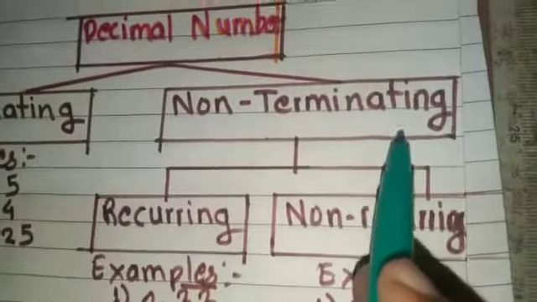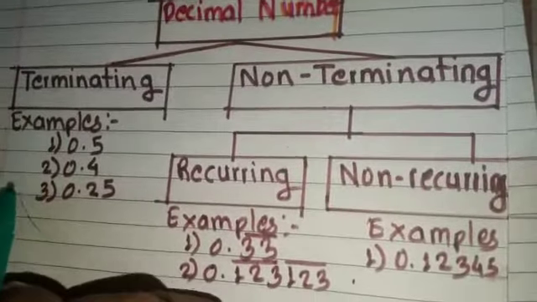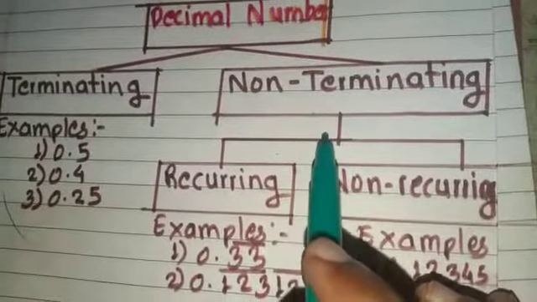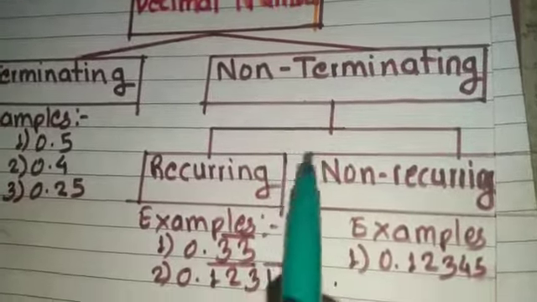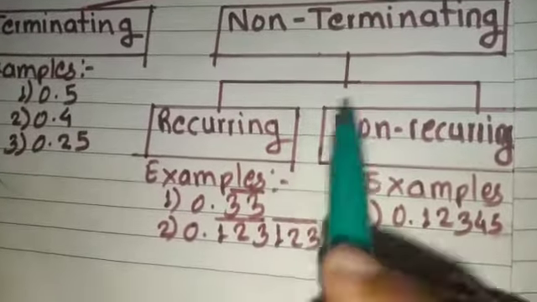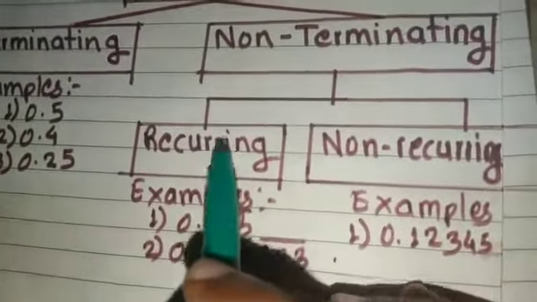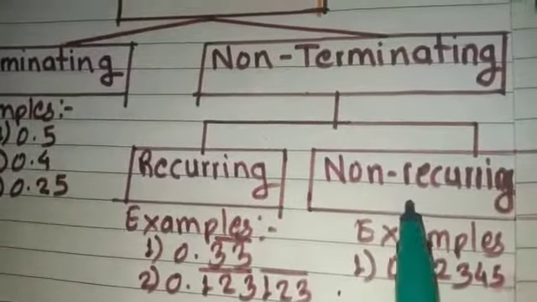Now non-terminating, what is it? It is completely opposite of this. In terminating, the division will be stopped at a particular stage and we are getting the number. In the non-terminating, what will happen? The division will not be stopped. It will continue as you try to solve. It will not stop there. So that will be non-terminating. And this non-terminating is again divided into two parts, that is recurring and non-recurring.